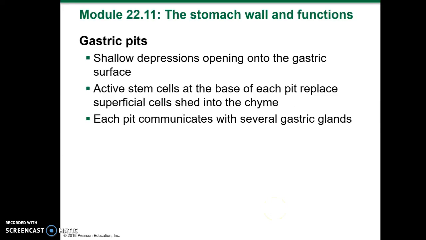Gastric pits are shallow depressions that we find that open onto the gastric surface. Active stem cells at the base of each pit replace the superficial cells when they're shed into the chyme, and each pit communicates with several gastric glands.